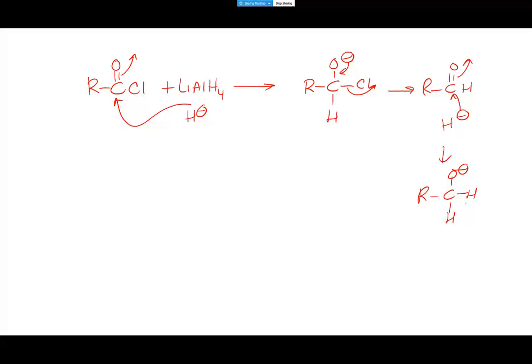Right. Nothing happens. I can't bring down the O minus. I can't form a carbonyl because nothing's a leaving group. So it just hangs out and waits to be protonated by the H plus H2O step. Then we dump in H plus H2O, and what do I make? I make an alcohol. What kind of alcohol? Primary alcohol. So when you reduce an acid chloride, you get down to a primary alcohol.